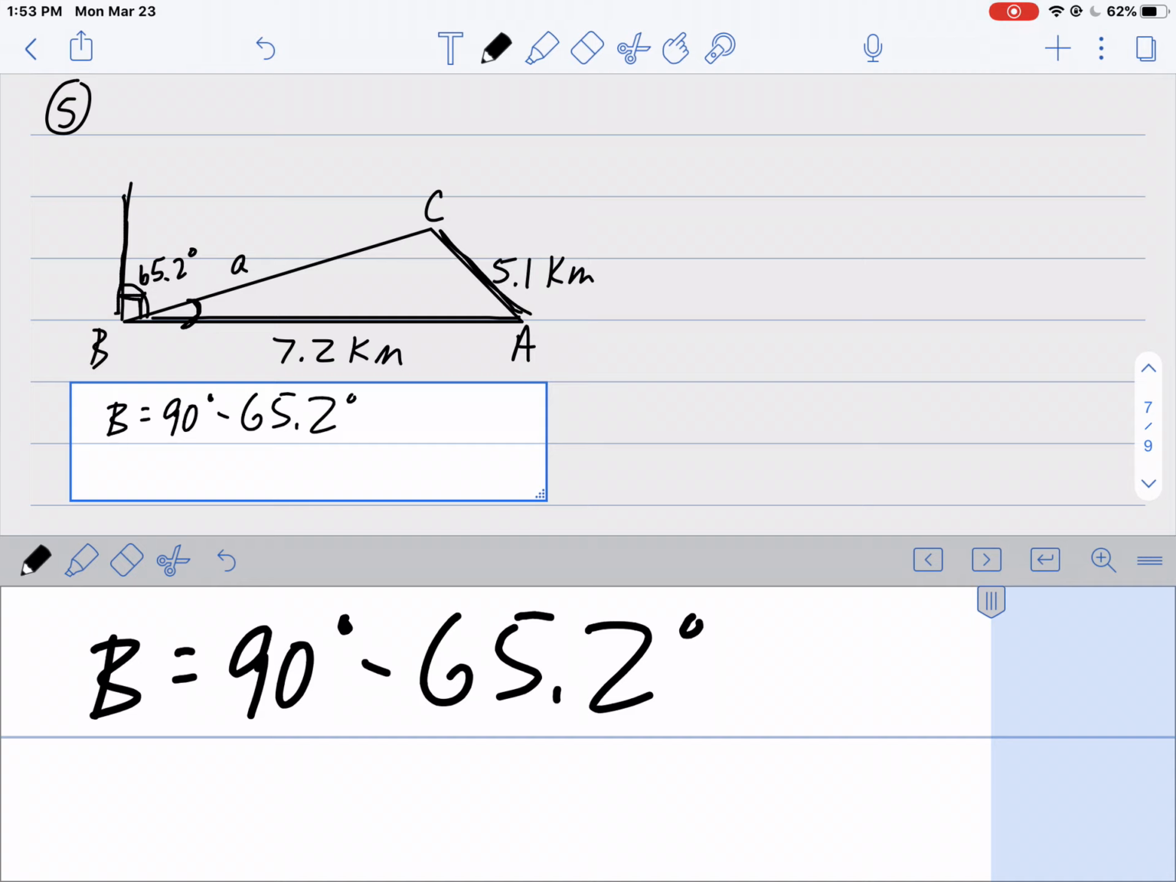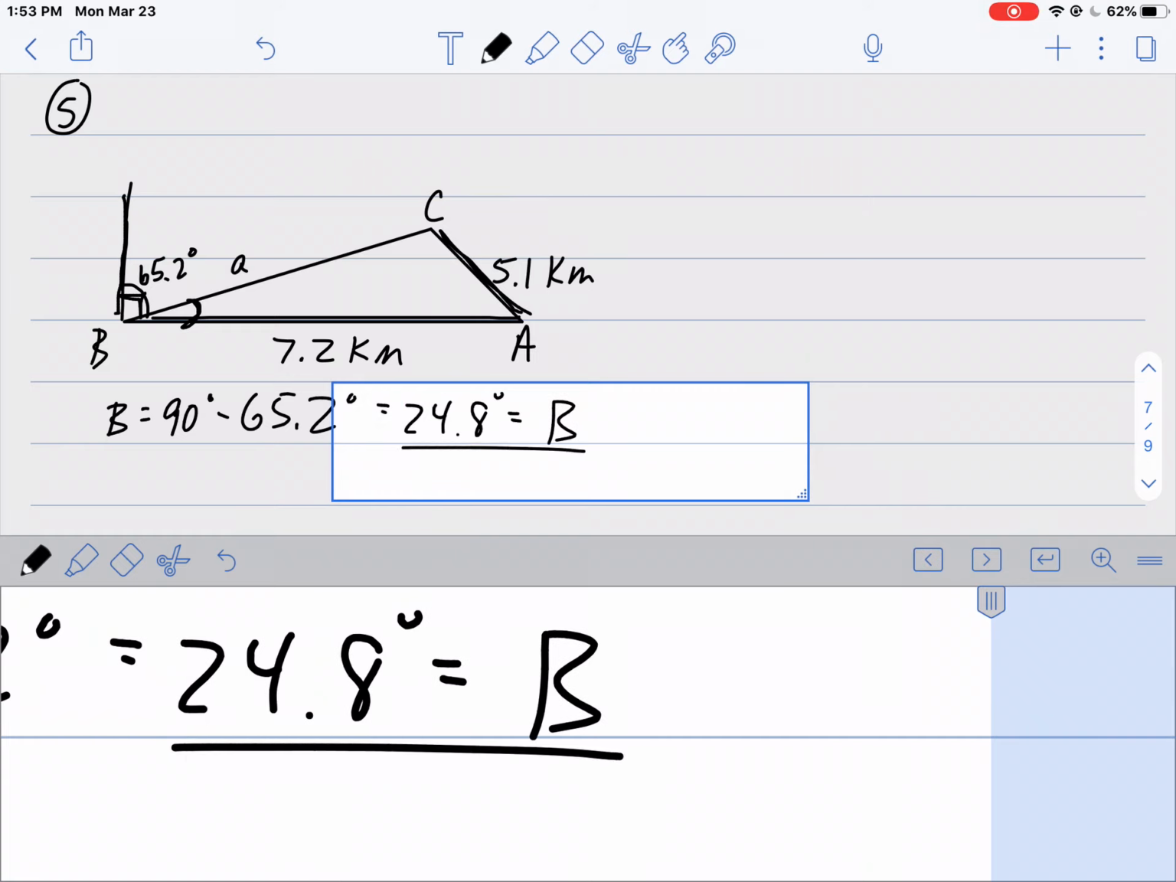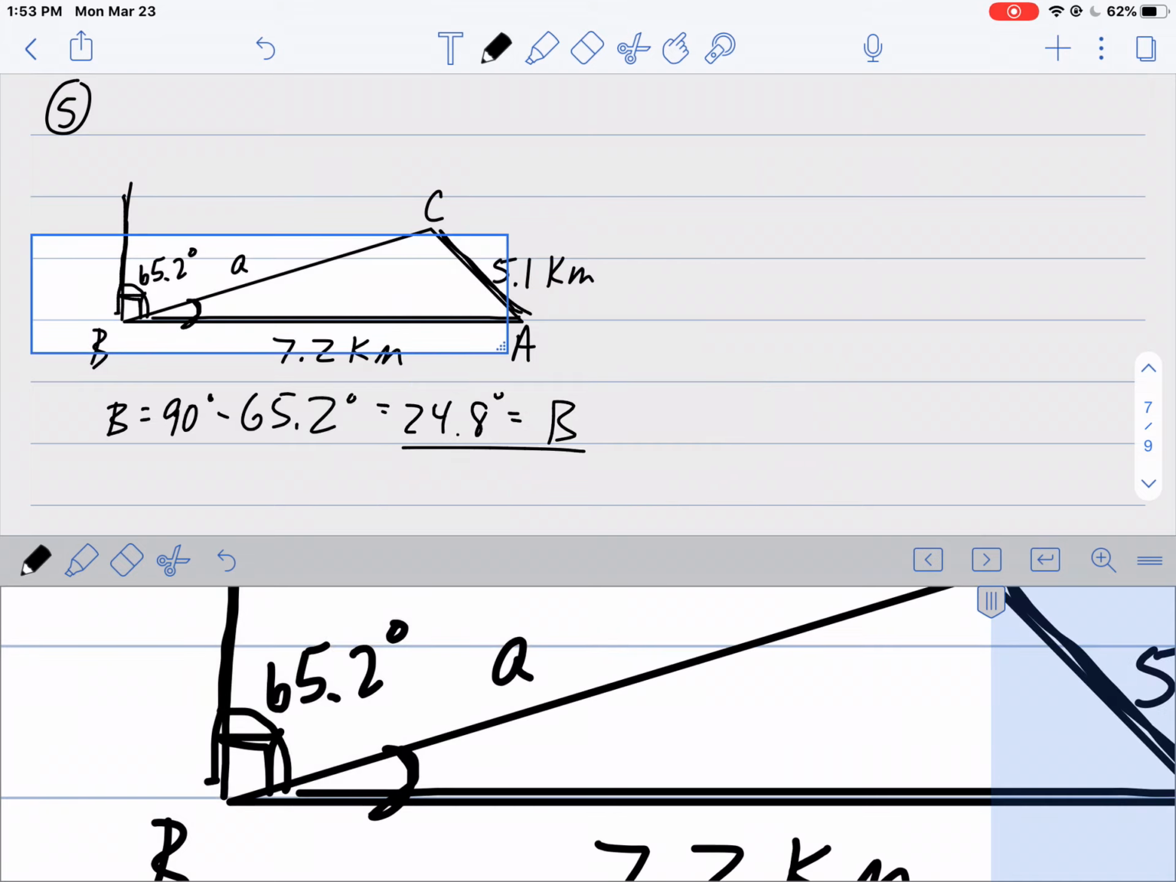That'll give us 24.8 degrees as the measure of angle B in our triangle. Okay. Now that sets us up with an SSA. So I'm going to go ahead and pop that in right here, 24.8 degrees for angle B.